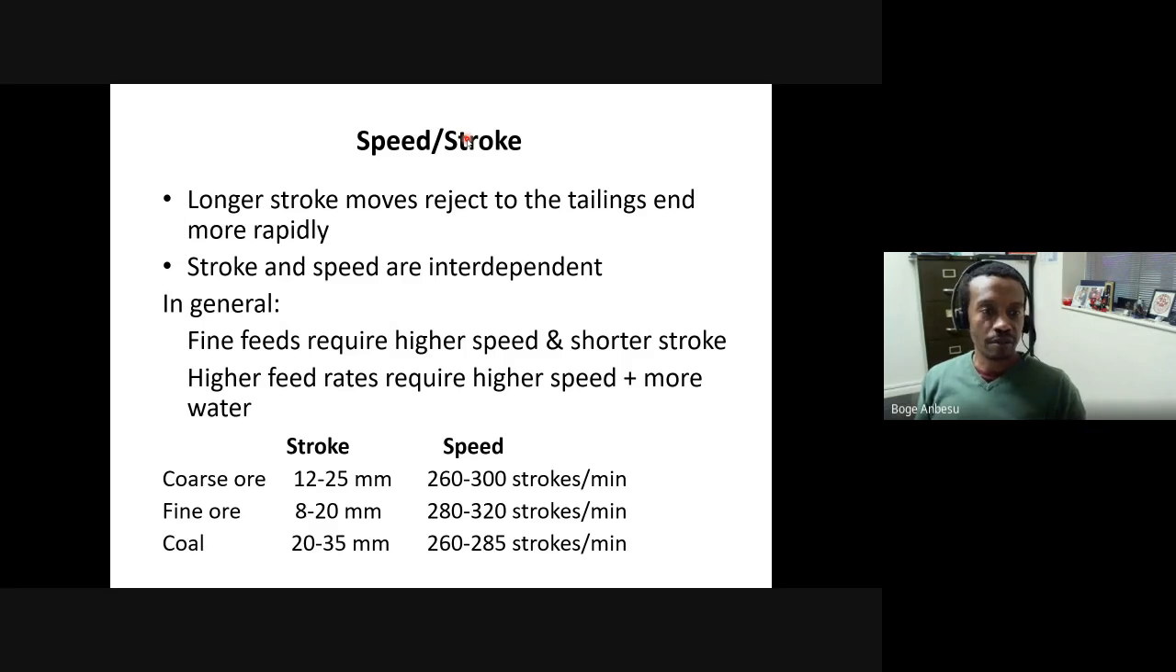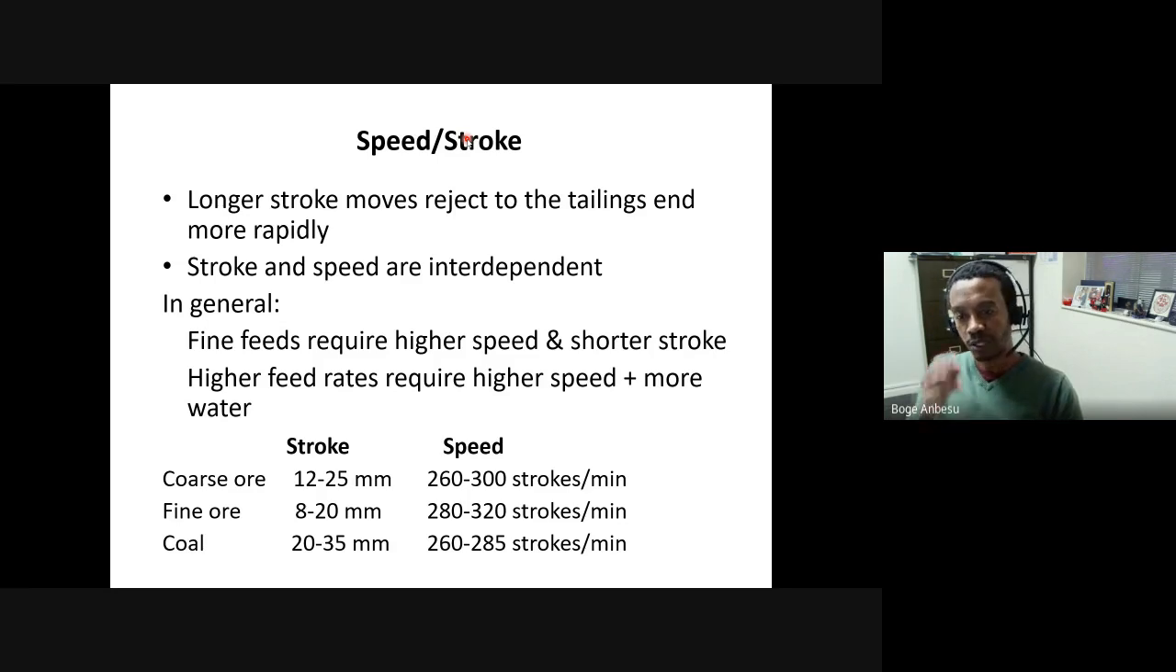So another factor is, as I said, you apply a horizontal shaking motion to the table. And obviously that means either you can move the table faster by applying higher speed strokes, or you could move the table slowly by applying longer strokes. Okay, so typically you use longer strokes to reject tailings very quickly to the discharge end.